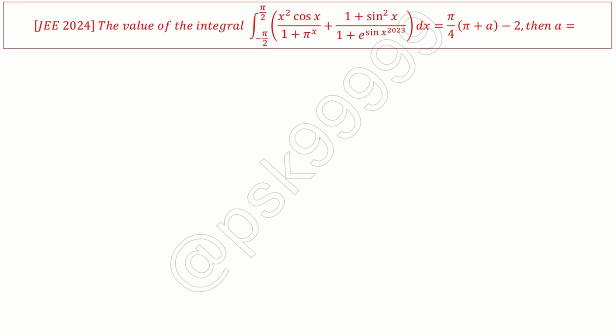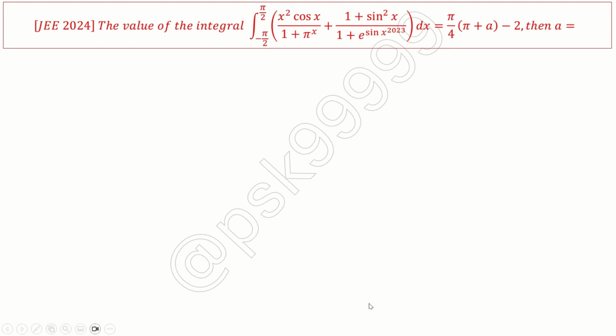Next. The value of the integral from minus pi by 2 to pi by 2 of (x square cos x by 1 plus pi to the power of x, plus (1 plus sin x square) divided by (1 plus e to the power of sin x to the power of 2003)) dx equals pi by 4 into (pi plus a minus 2). Then what is a?